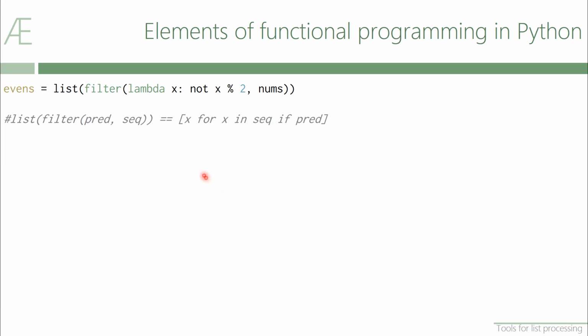Another popular function is filter. Filter takes a predicate, which is a function that returns a boolean value, and a list, and returns a list with only those elements of the original list that satisfy the condition expressed by the predicate. For example, here we filter out all the uneven numbers from our nums list.